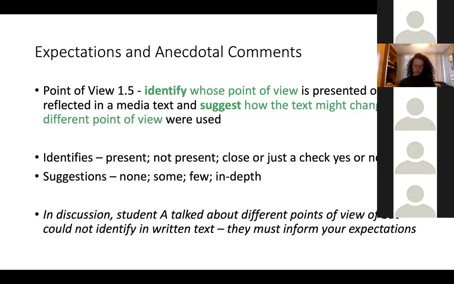And then an example of an anecdotal comment that goes with that point of view expectation might be: in discussion, student A talked about different points of view, but could not identify it in written text. They must inform your expectations. So whatever the expectations are, my information here is that I am telling them what their next steps are.